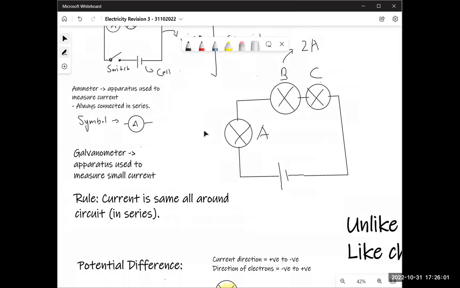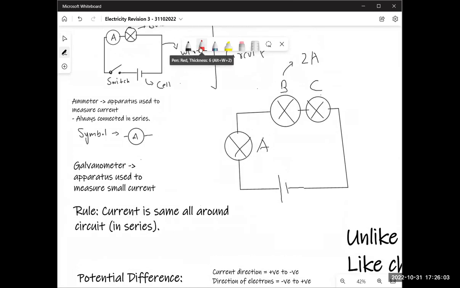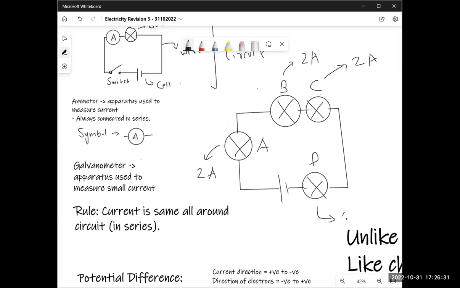Lula, finished? Yes, sir. Okay, so if I say current is 2 amperes in B, then that means current is also 2 amperes in C. That means the current is also 2 amperes in A. Does that make sense? Yes. So the current in A, B, C are same. If I make another one over here, what is it in D? What is the current in D, Najla? 2 amperes. Because it's all same around the circuit, but it must be in series.